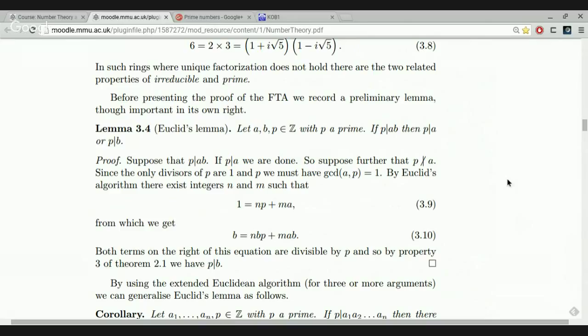The GCD of a and p has to divide both a and p. There's only two things that divide p, 1 and p. We've already ruled out one of them as being a divisor of a. So it must be that the greatest common divisor is this one, 1. Okay. 1 divides everything. The only other thing that divides p is p itself. But we've assumed now that p does not divide a. So now we know that the greatest common divisor of a and p is 1.